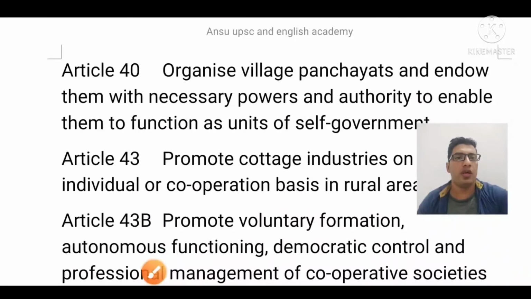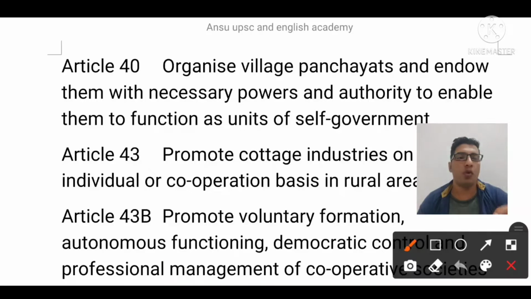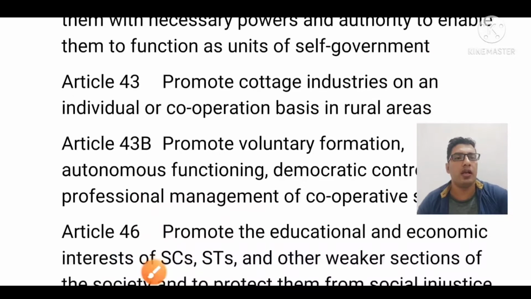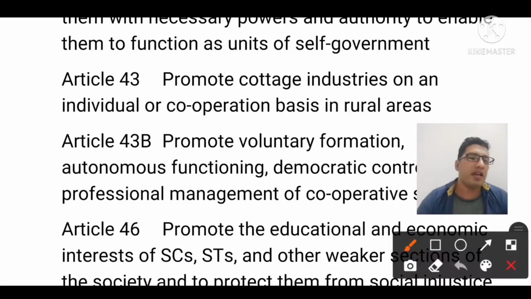Article 40, organize village panchayats, because Gandhi was a proponent of the philosophy that India lies in the village itself. First of all, we have to grow our rural area, then only India will grow. And Article 43, cottage industry. You might be aware of this fact that Gandhi was a proponent of self-reliance, and we were totally dependent. Gandhi's philosophy was that if we promote our cottage industry, then only we would be able to grow and flourish our business and industry.